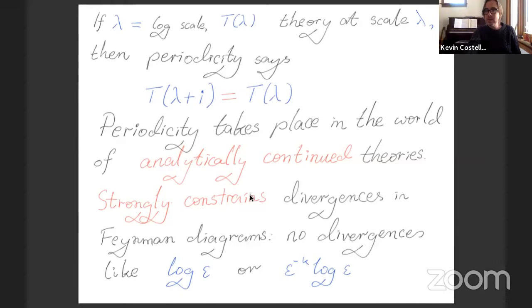But this really strongly constrains possible divergences in the theory. Now, if I had a logarithmic divergence, say epsilon is a cutoff, then this could not happen because the dependence of T of lambda on lambda would come through log lambda. And that's the kind of thing we're excluding. Things cannot depend on the logarithm of lambda. So it excludes any logarithmic divergences.